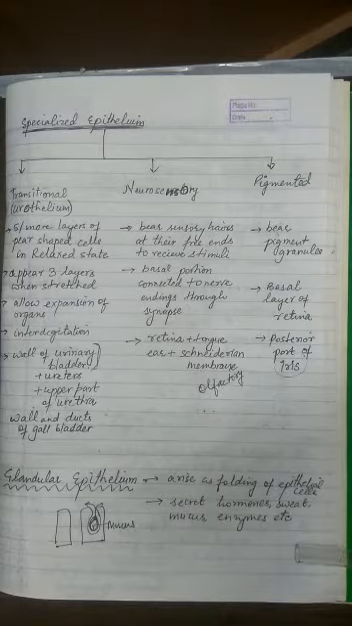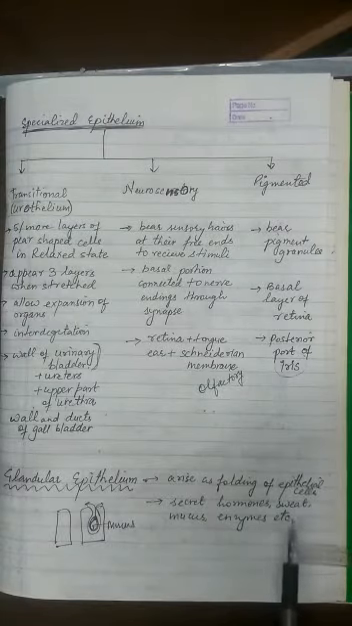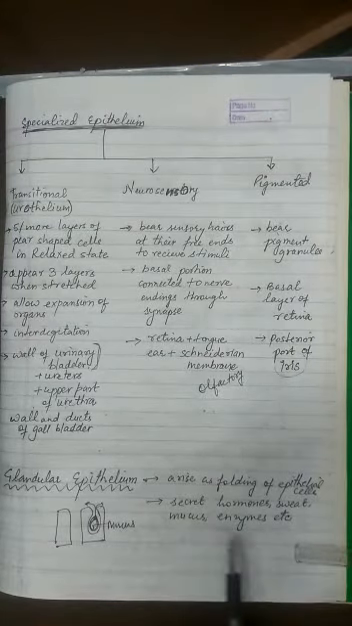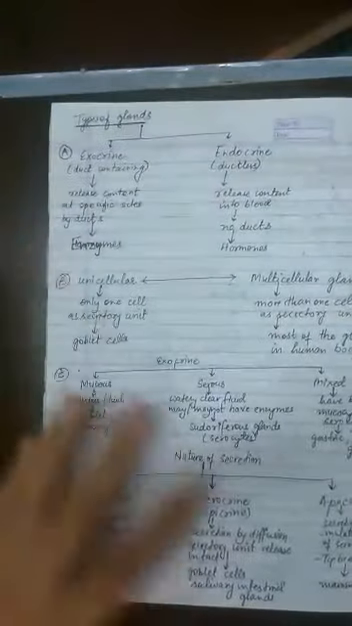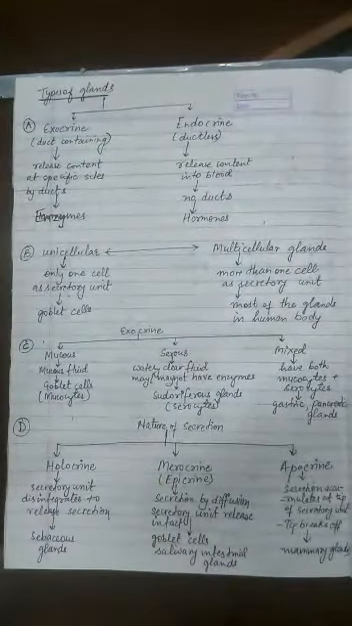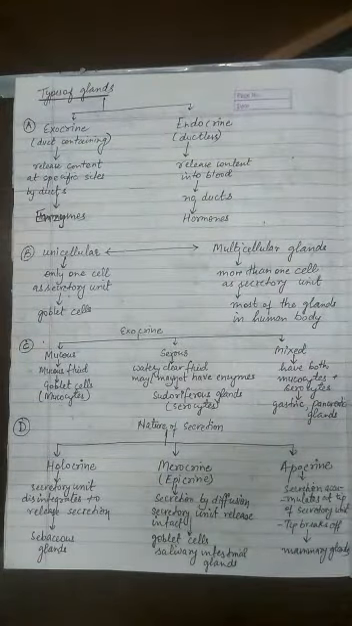And remember, this epithelium arises as folding of the epithelial cells, and they secrete hormones, sweat, mucus, enzymes, that means juices in your digestive system, etc. So glandular epithelium has many types. Let's understand. There are types of glands. The easiest thing to understand is exocrine and endocrine. Even in your 10th class you have done this concept.